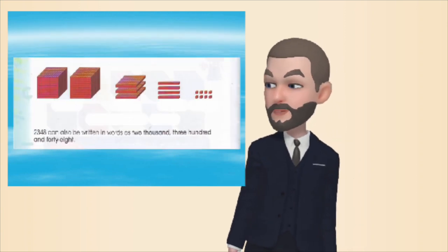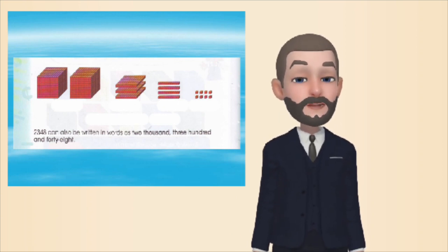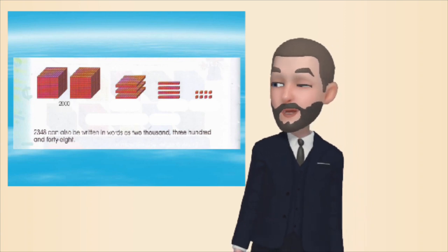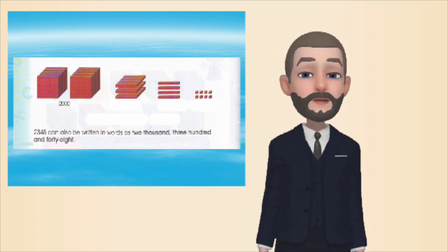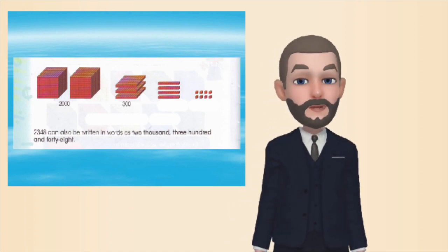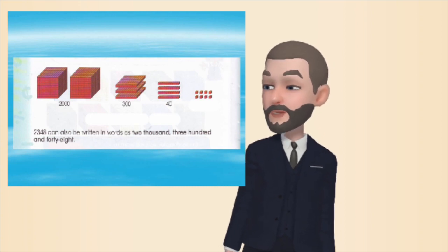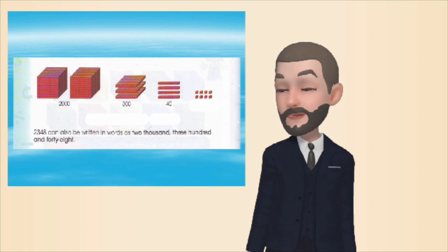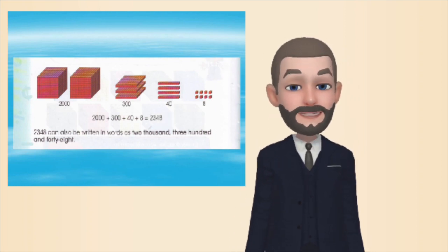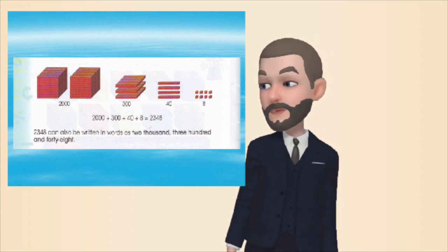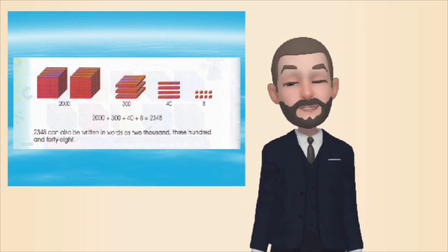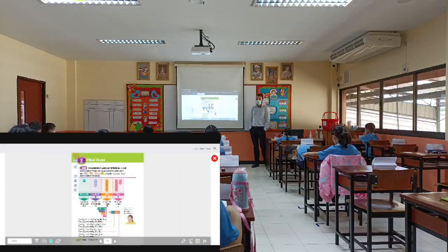Here is another example. How many thousand blocks, or how many groups of 1,000, do we have? I see 2. We have 2,000. How many groups of 100 slices? I see 1, 2, 3. 300. How many groups of 10? 10, 20, 30, 40. Oh, 40. How many ones? 1, 2, 3, 4, 5, 6, 7, and 8. We put this all together. We have 2,348. We are not counting more than 10,000 today. Very easy. All about place values. 2,348 can also be written in words.